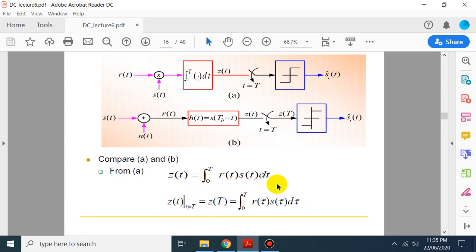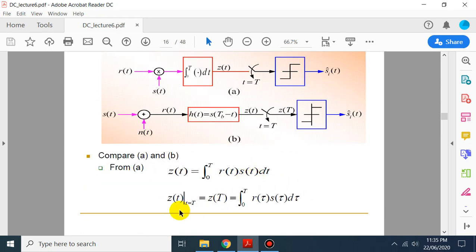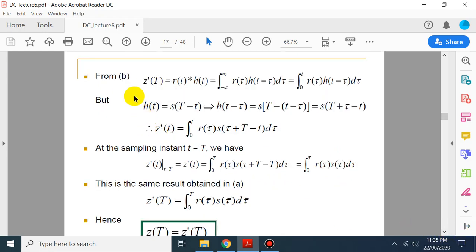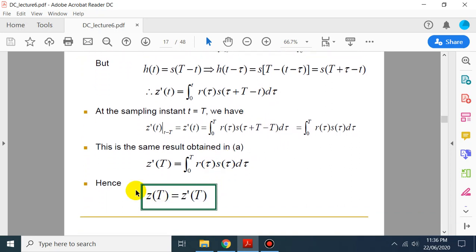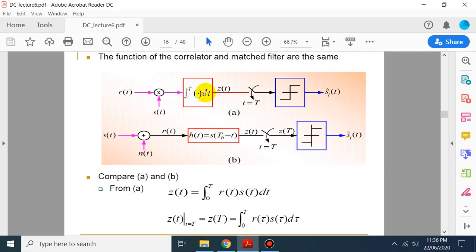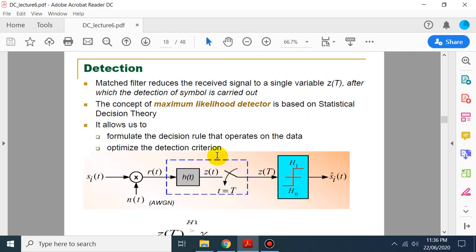From a we get this, and when we get this one, we put z of T here instead of t. Then we solve from b, we get this thing here, and we put this h of t here with this one, using some mathematical aspects. Now at the sampling time t is equal to T, we get z of T equal to z bar of T, comparing both of them together. This is the mathematical comparison as far as the two systems are concerned, the first one being a and b here.